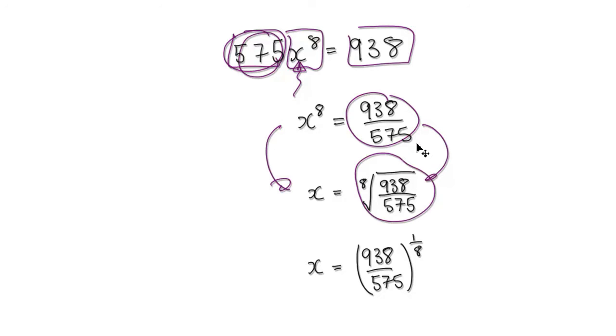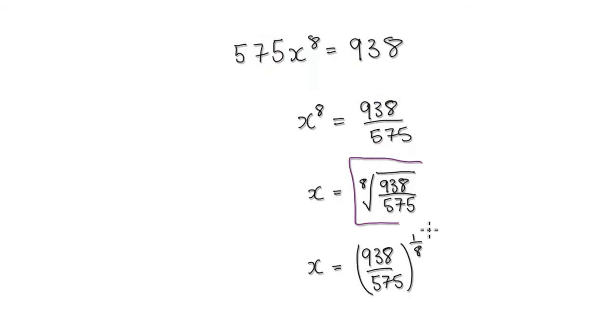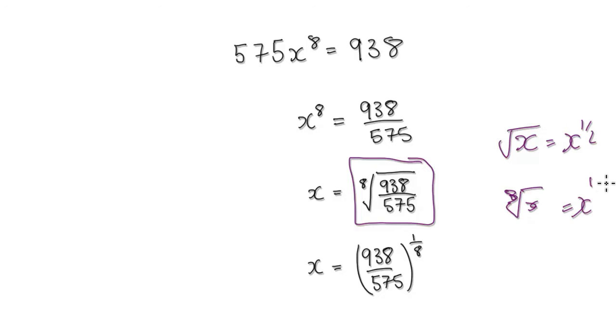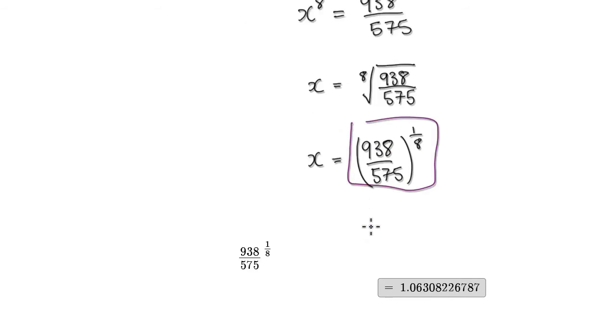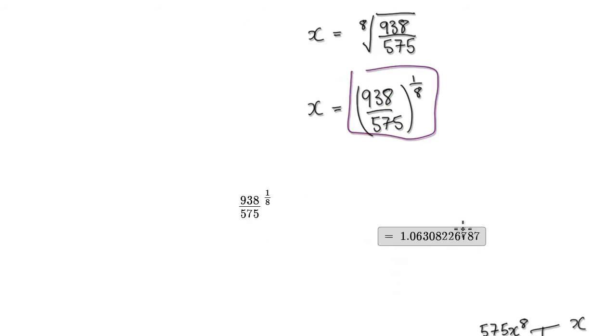But your calculator might not be able to compute this. So remember, square root of x is the same as x to the power of a half. The cube root of x is the same as x to the power of a third. Well, the 8th root is going to be something to the power of 1/8. So punch this into your calculator. It will give you this number here.